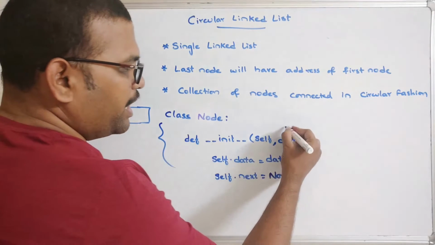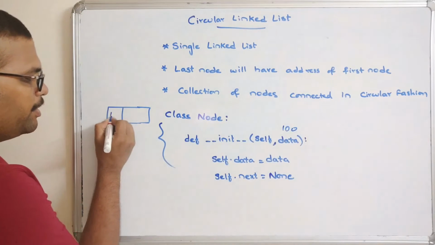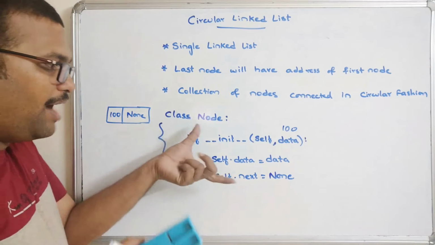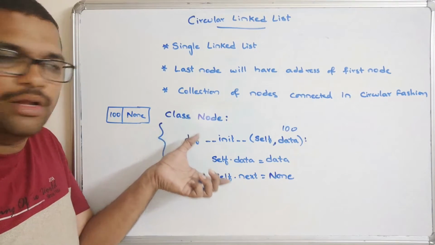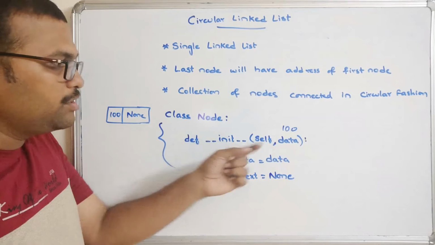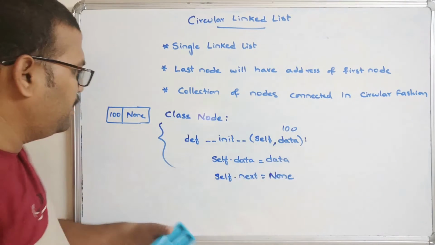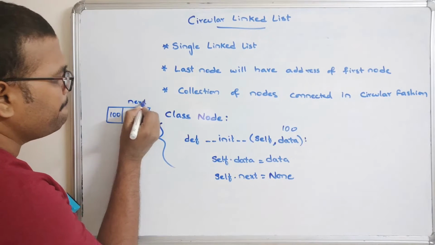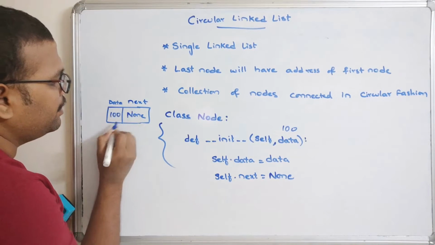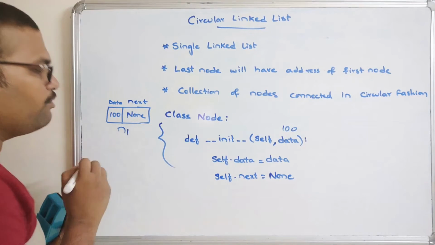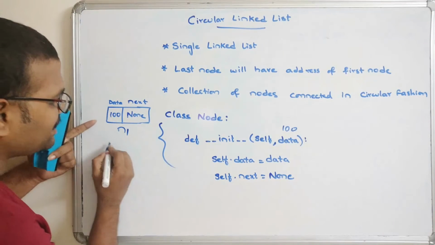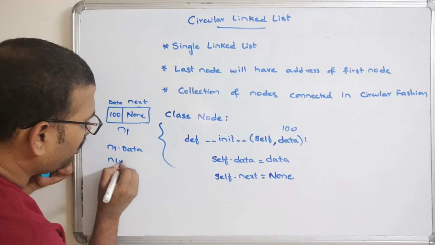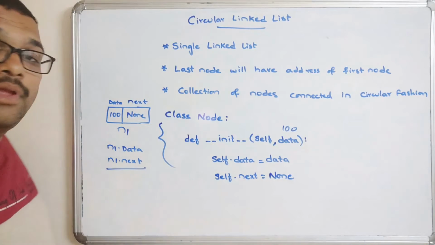If you pass some data as 100, then 100 will be stored here, and here it will be none. Immediately after executing these four lines of code, if you pass the data as 100, 100 will be here and none will be here. And this is the next part, this is the data part, and let it be n1. n1 is a node, right? So if you want to access 100, it will be n1.data, and if you want to access this one, n1.next, right?